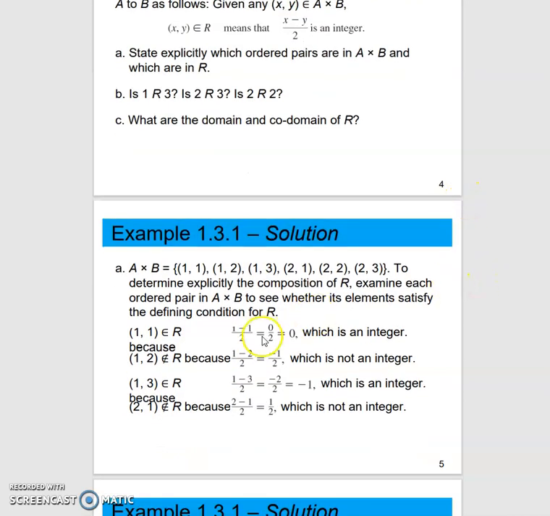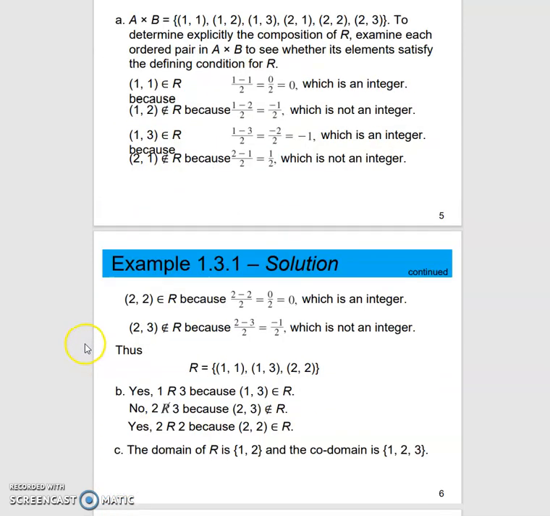So basically I'm going to try each one of those ordered pairs in this relation and see which ones work. If we do (1,1), I get an integer out, so that is in R. However, if I try (1,2), I get a fraction. That is not an integer, and I want an integer, so that is not in R. Similarly, (1,3) is in R, (2,1) is not in R, (2,2) is in R, and (2,3) is not in R. So R was {(1,1), (1,3), (2,2)}.